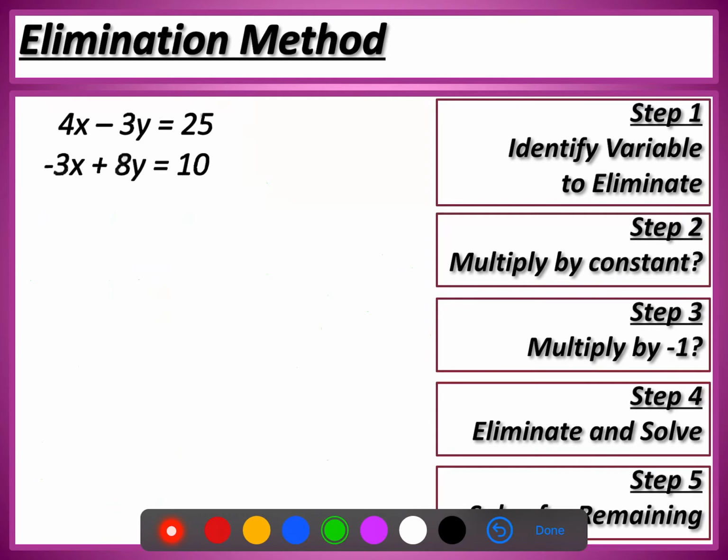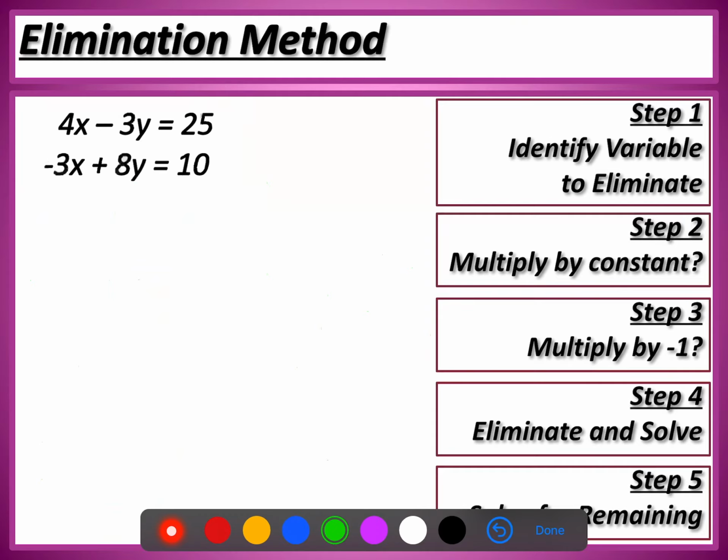Okay, so again, none of my variable coefficients are looking good here. Nothing is matching up. And even more than that, none of my variable coefficients are multiples of each other. So now I'm going to have to multiply both equations. So previously we were only multiplying one equation. Now I'm going to have to multiply both.